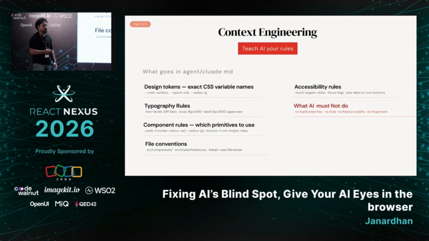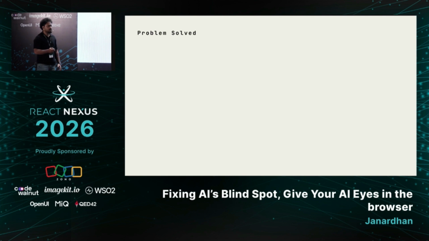And not only what to do, you should also mention what not to do. That is more important for the AI, so it does not hallucinate, right? So we will tell it not to hardcode ARIA labels or fixed pixel widths, right? With these three steps, we have solved this problem. Let's see how the flow now looks.